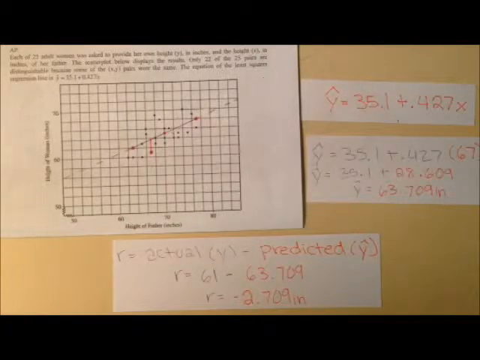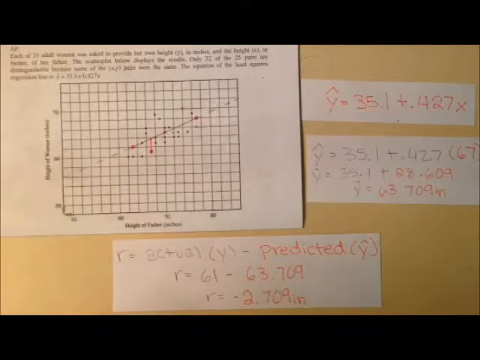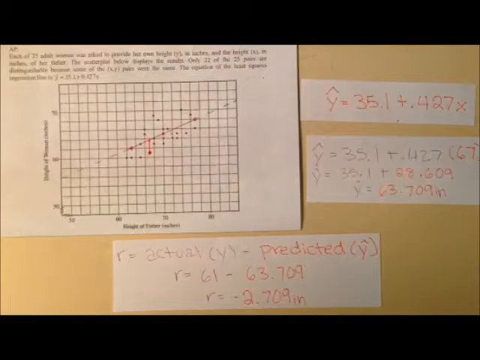Part B says one of the father's heights was 67 inches and his daughter's height was 61 inches. Circle the point on the scatter plot above that represents this pair, and draw the segment on the scatter plot that corresponds to the residual for it. Give a numerical value for the residual. As you can see on the graph, I've already circled the point that lands at 67 x and 61 y, and given the residual line segment here.